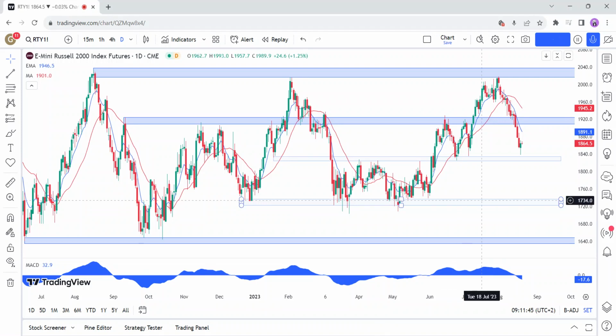Hi everyone, this is a technical analysis on the Russell 2000. Let's start with some fundamental background first.